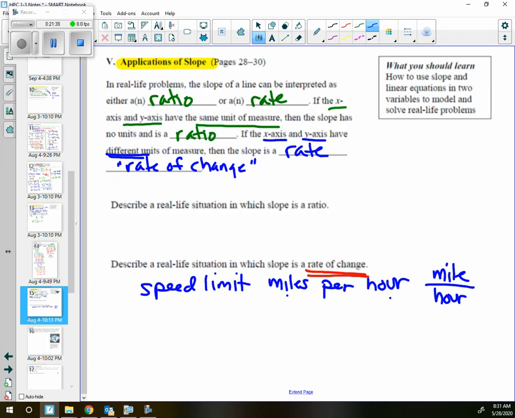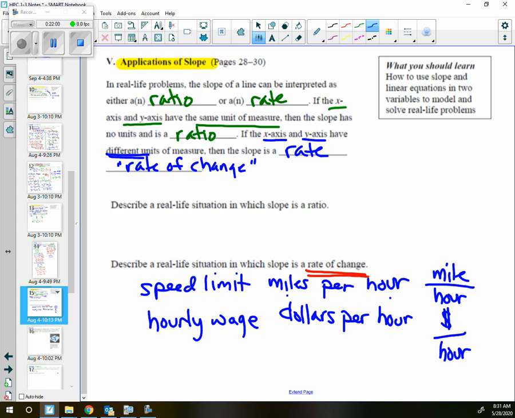You could talk about, how about if you have a part-time job, you get paid, right? What do you get paid? Whatever that is, that's called your hourly, usually, wage. So you get paid per hour. So your hourly wage would be dollars per hour. Hopefully it's a lot, right? So dollars per hour, that's a rate because those units are different and they can't be made the same. They are completely different. Gas mileage, how many miles per gallon do you get? That's a rate.